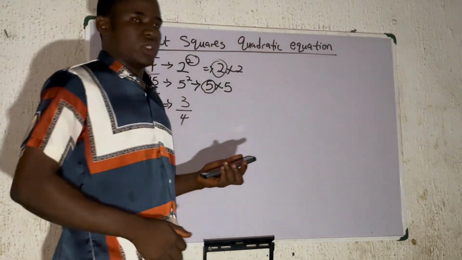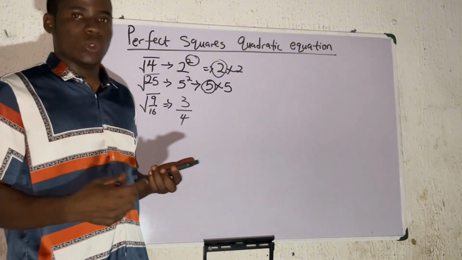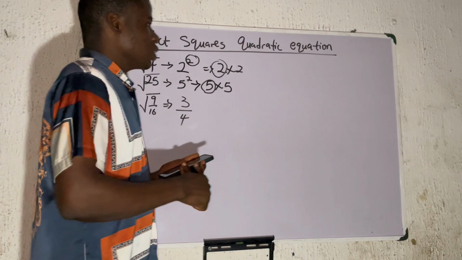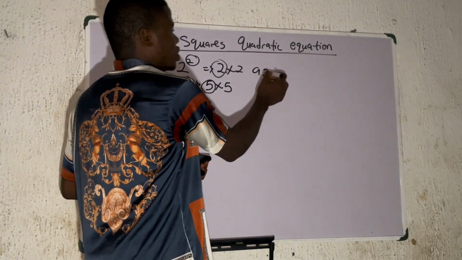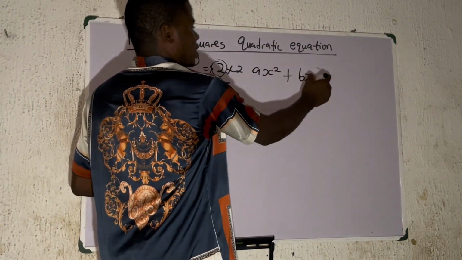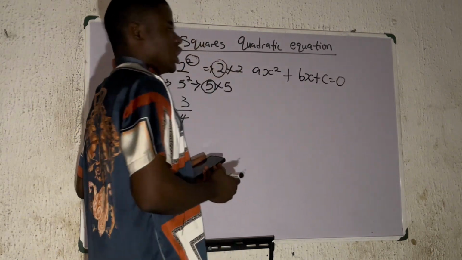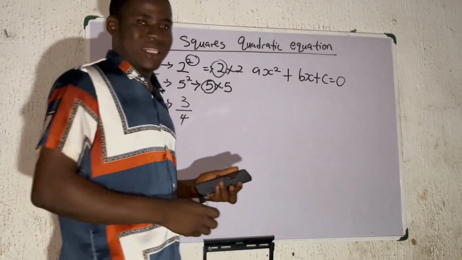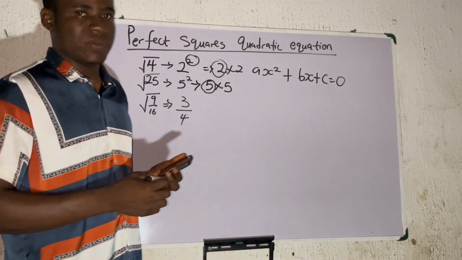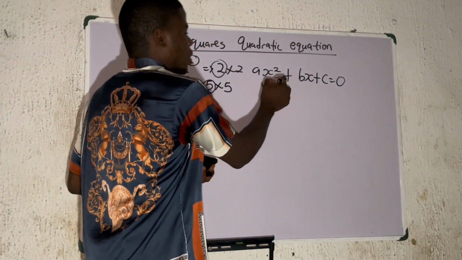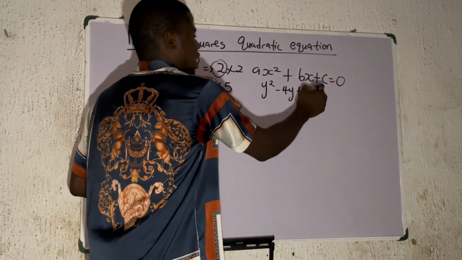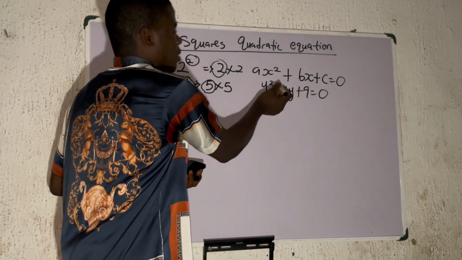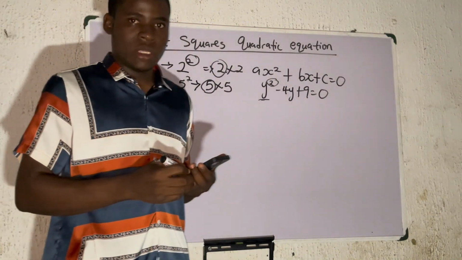What is a quadratic equation? A quadratic equation, as we all know, is an equation whose highest power of the unknown is 2. So all equations in this order, ax squared plus bx plus c equals 0, are quadratic equations. Does it make sense? So if I write something like y squared minus 4y plus 9 equals 0, it's a quadratic equation because the unknown y has its highest power as 2. Very good.